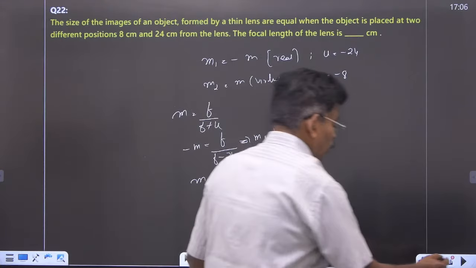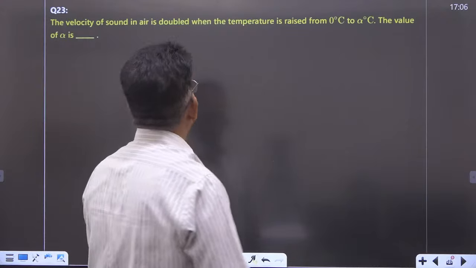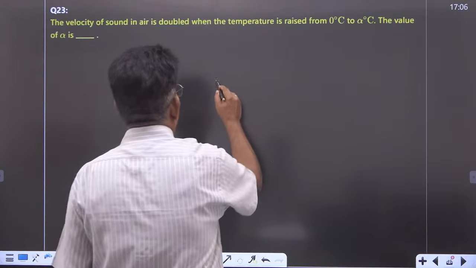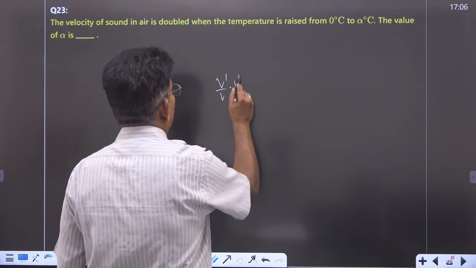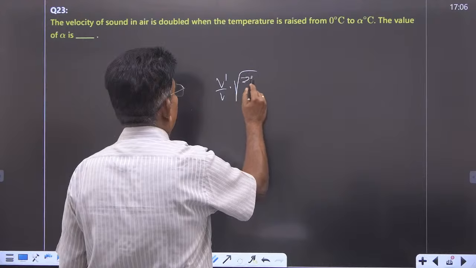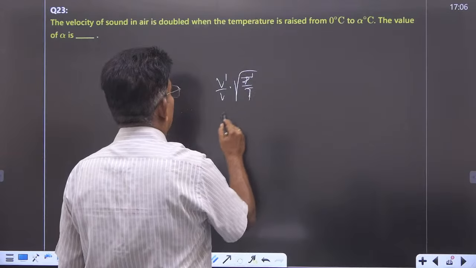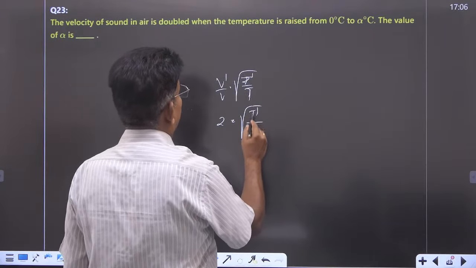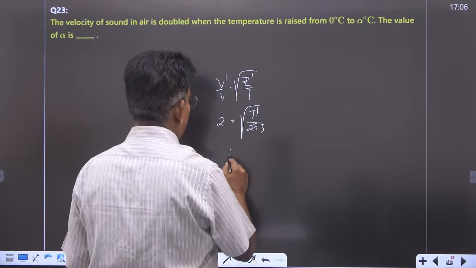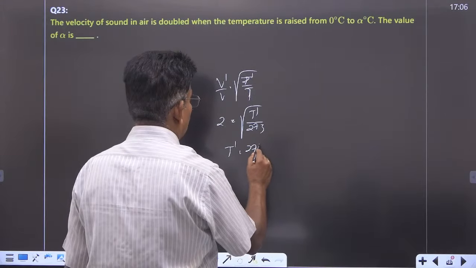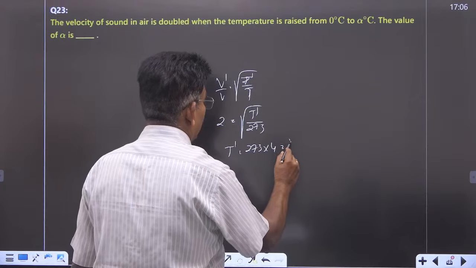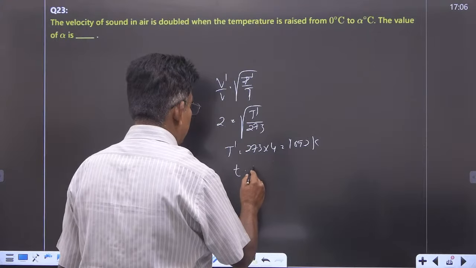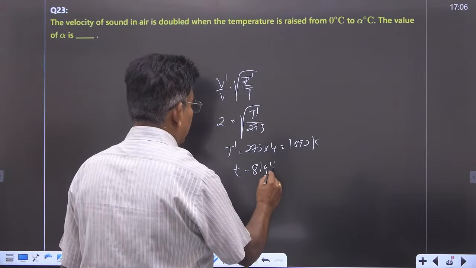We go to the next question quickly. Velocity of sound in air doubles. We know that V dash by V is equal to root of T dash by T. V dash by V is double. T dash, then what value at 0 degree centigrade? It is 273. T dash is coming to be 273 into 4. That is coming to be 1092 Kelvin. It is a very standard result, and in Celsius it will be 819 degrees Celsius.